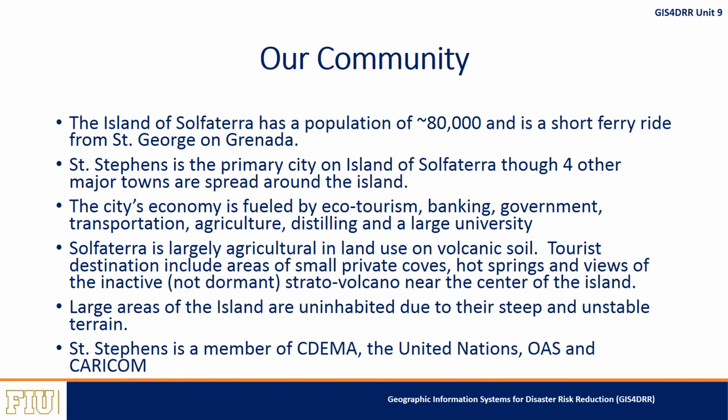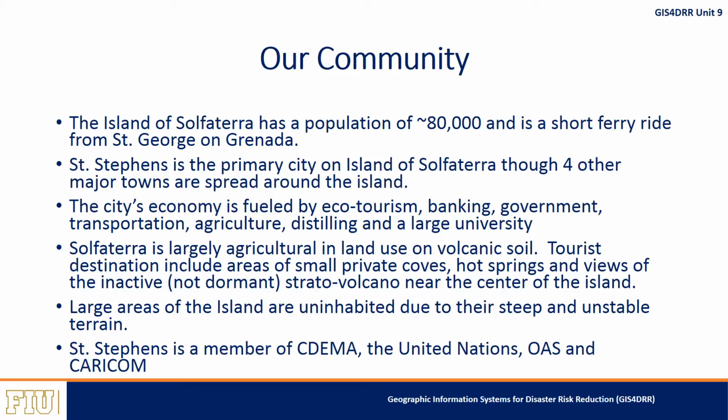Our community. For this exercise, we'll be looking at the island of Solfatara. It has a population of about 80,000. It's a short ferry ride from St. George's on Grenada in the West Indies in the Caribbean. St. Stephen is the primary city on the island of Solfatara, though 4 other major towns are spread around the island. The city's economy is fueled by ecotourism, banking, government, transportation, agriculture, distilling, and a large university.